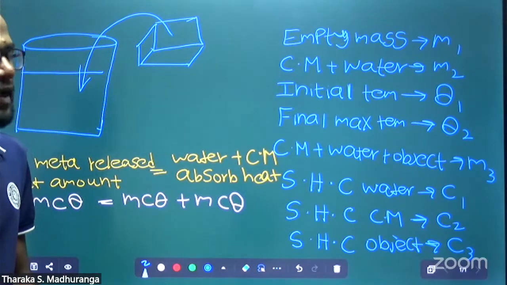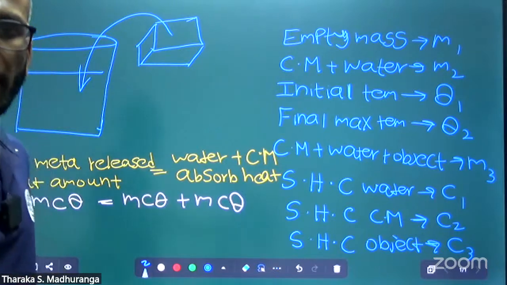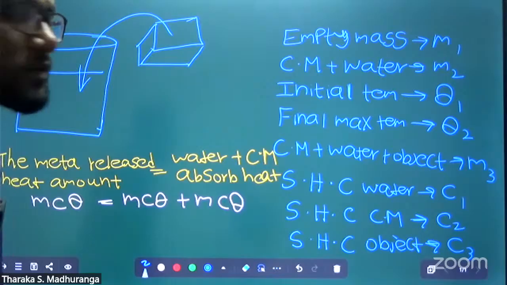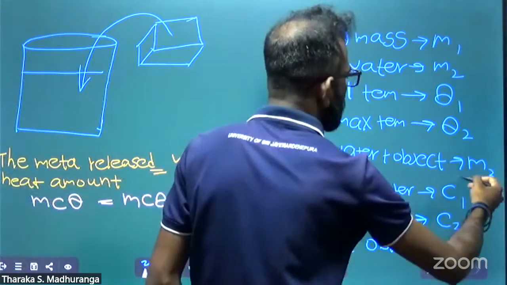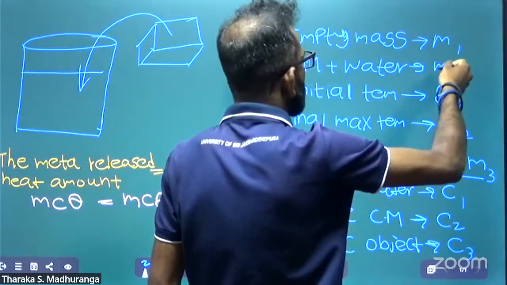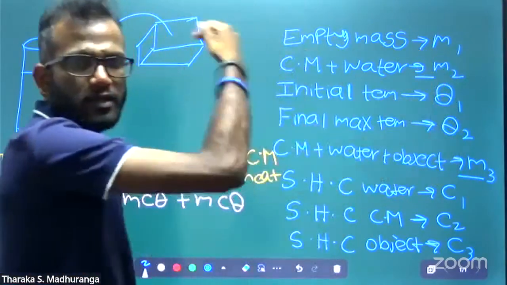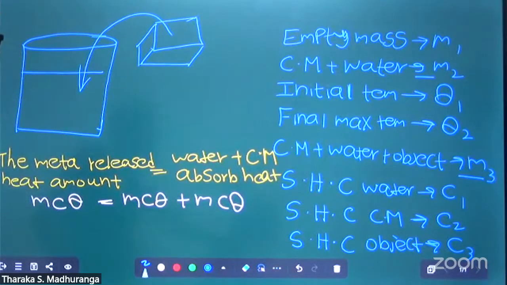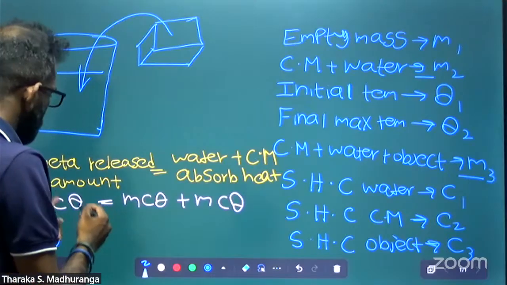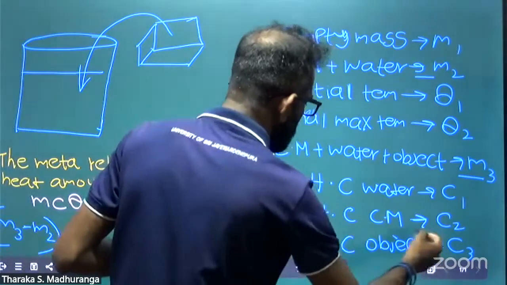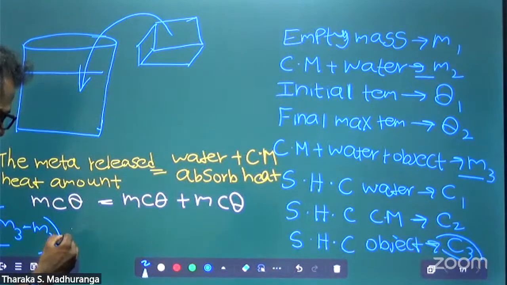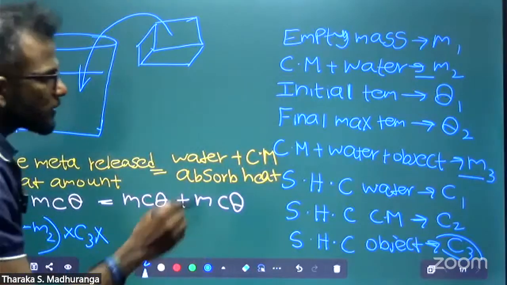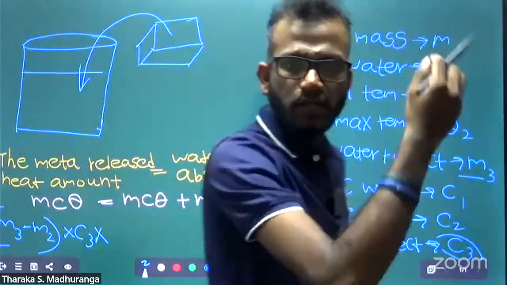Mitum, Mardan. Yes, M3 minus M2, because M3 is the total mass. If I reduce M2, M2 meaning calorimeter and water, we subtract to get the mass of the object, M3 minus M2. Don't take time today. M3 minus M2. The specific heat capacity of the object, C3. The temperature difference of the object.